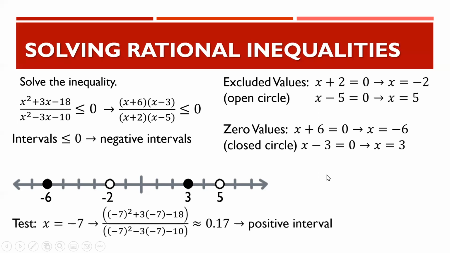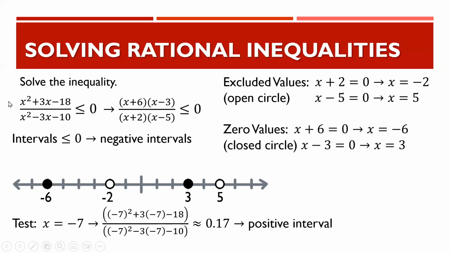So let's test our first interval. Again, this is just coincidence this time. We are testing -7 again, and the reason is because our leftmost point was, again, at -6. So we want to test something to the left of -6, so -7 is a perfect choice.